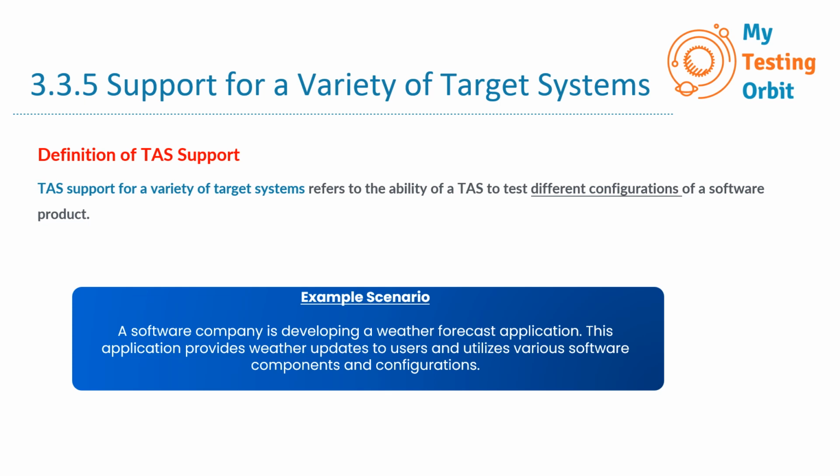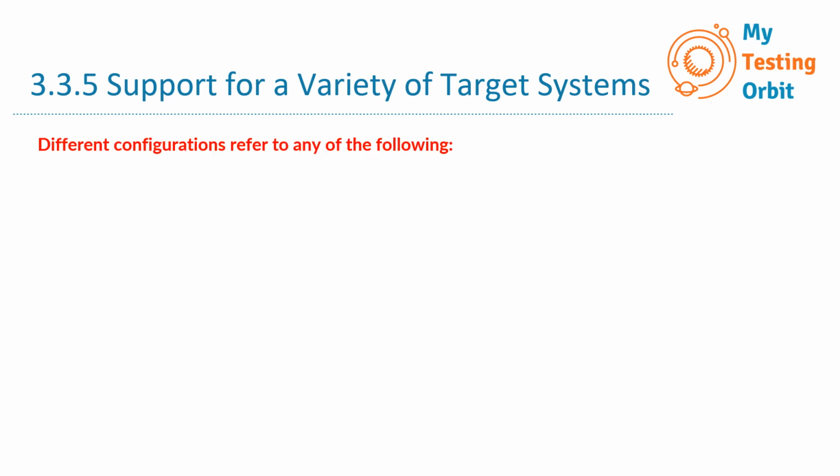Okay, so as you can see, in the definition of TAS support above, different configurations is underlined. It's because there are several factors that can affect the configuration of the software product that needs to be tested, and this is what we will explore in the next slide. Different configurations refer to any of the following, and the first one is number and interconnection of SUT components.